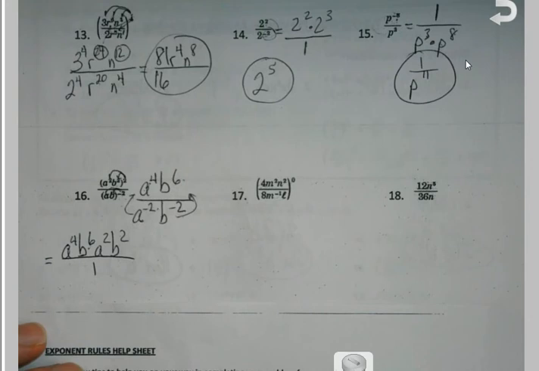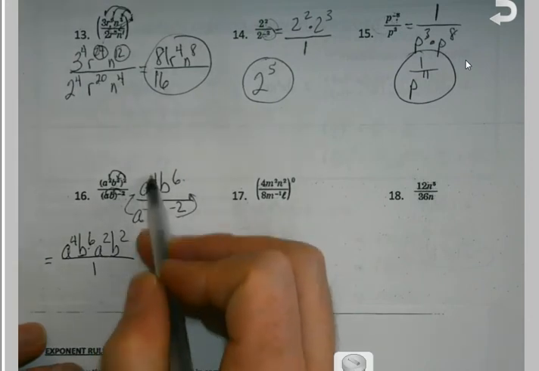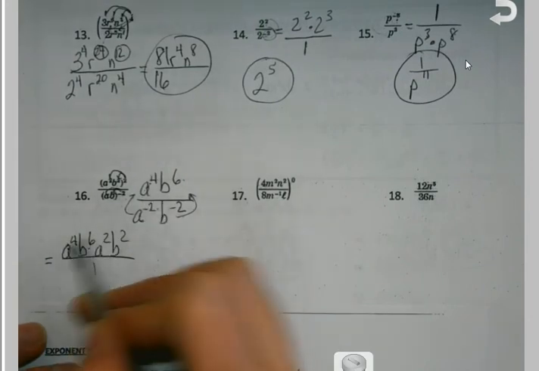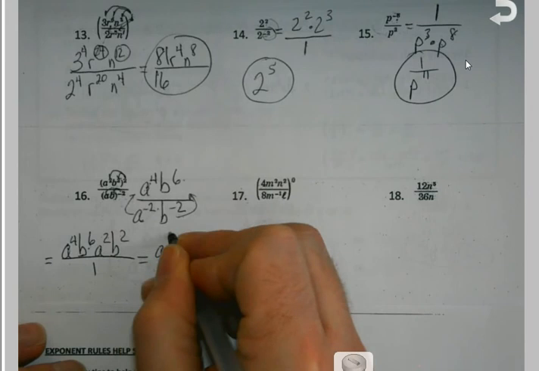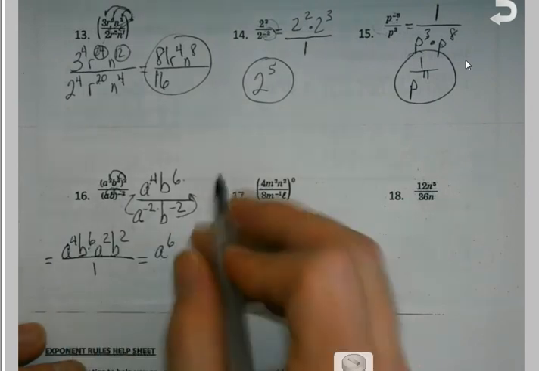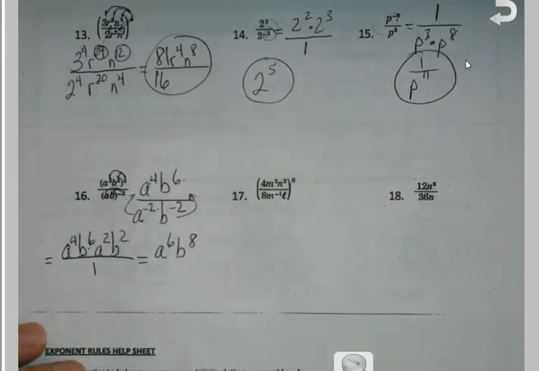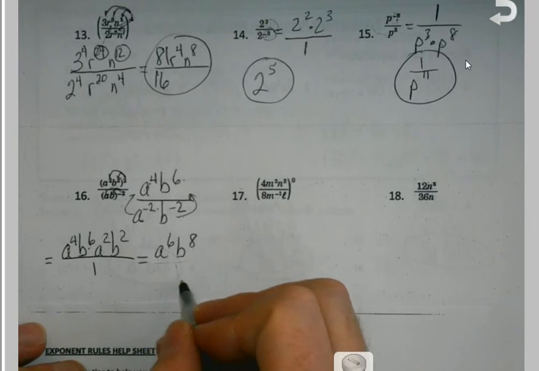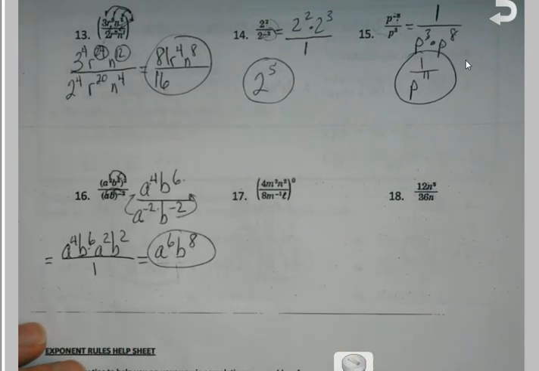But now, it went from being a division problem to where I'm just multiplying them, where I'm going to add the exponents. So a to the 6th, 6 plus 2 is b to the 8th, and I can put it over 1, or since all my stuff's in the numerator, I can just leave it. Because dividing something by 1 isn't going to change the value at all.